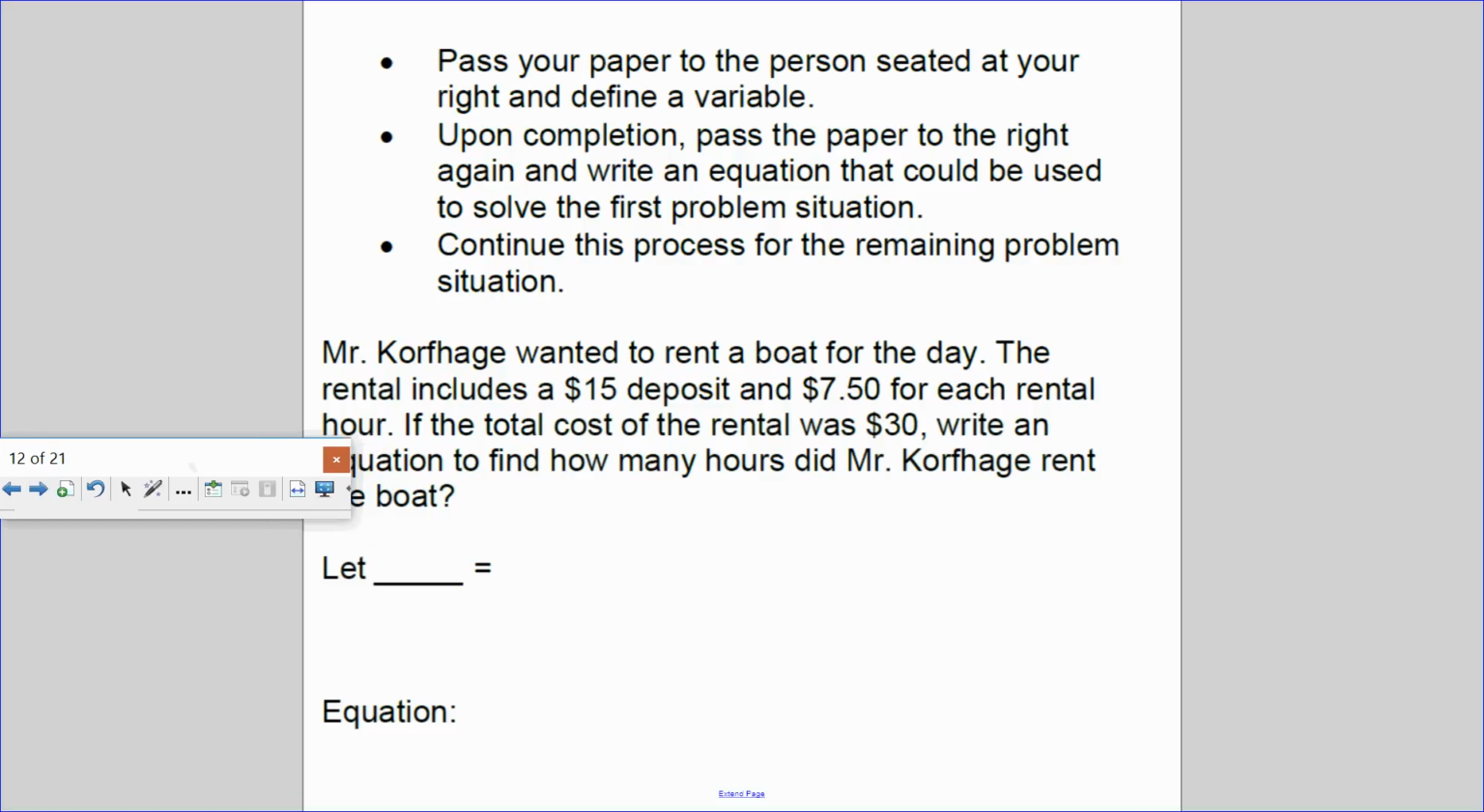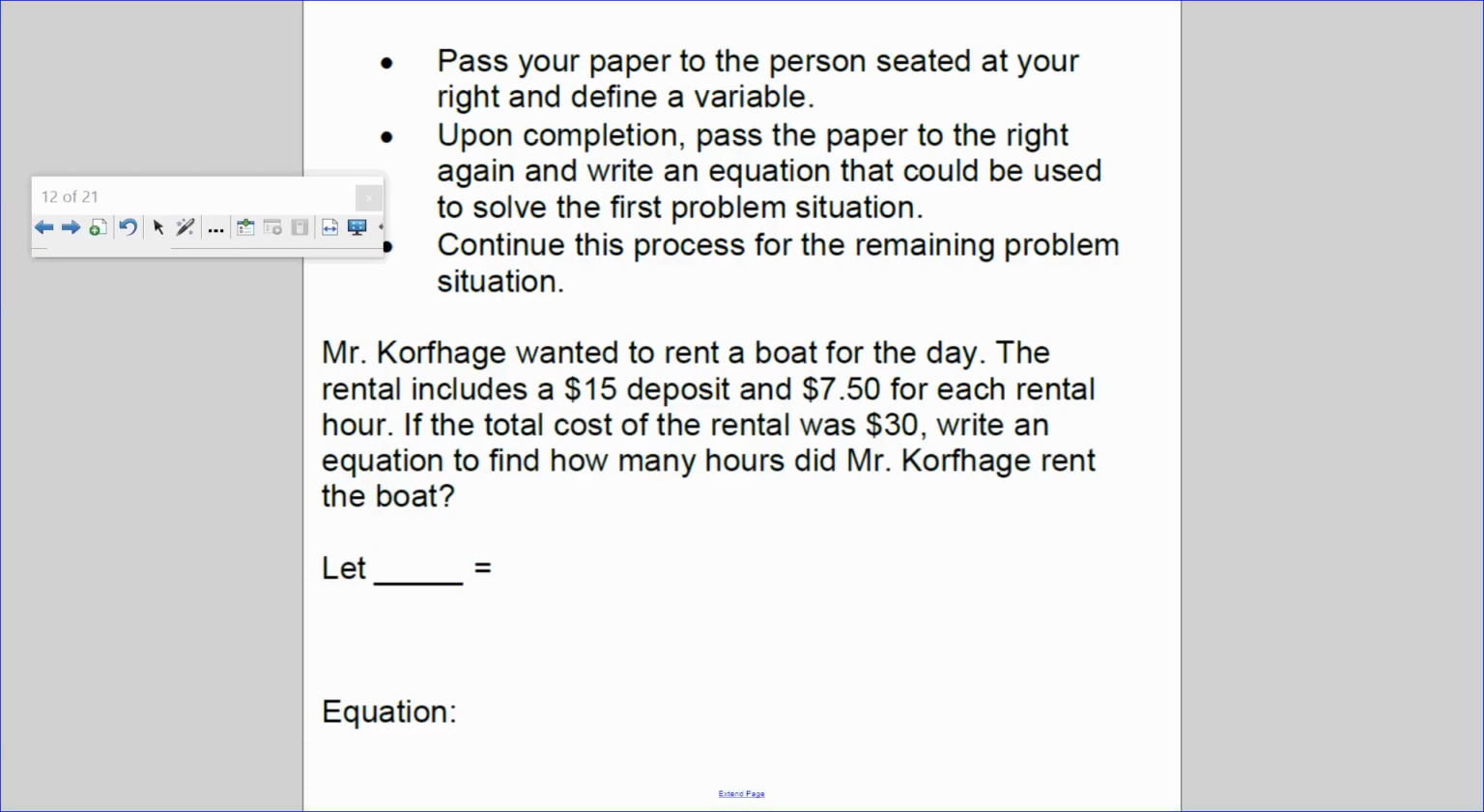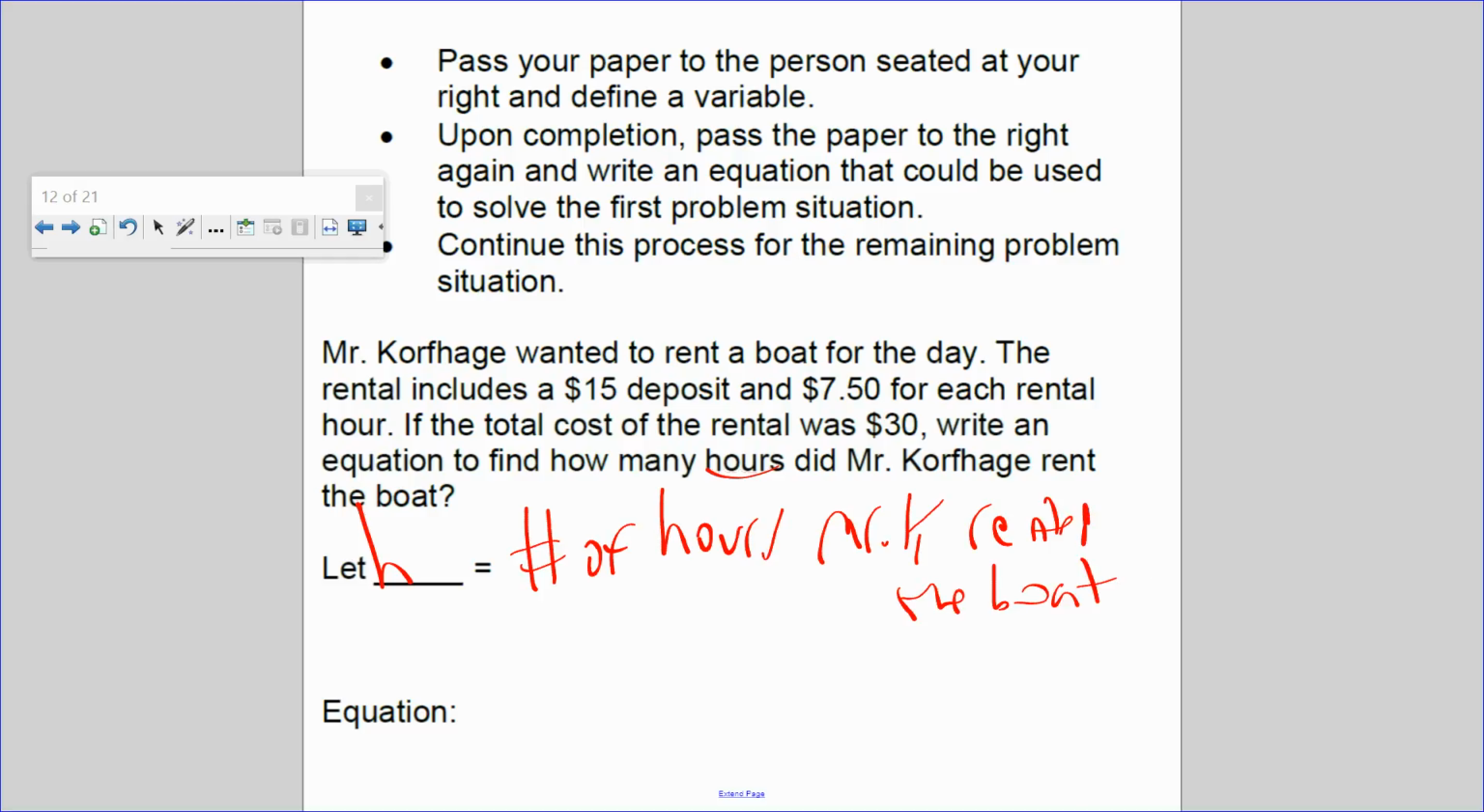Mr. Carpage wanted to rent a boat for the day. The rental includes a $15 deposit and $7.50 for each rental hour. If the total cost of the rental was $30, write an equation to find how many hours Mr. Carpage rented the boat. But we don't know H, the number of hours Mr. Carpage rented the boat. So someone read it. Now someone switch it off.